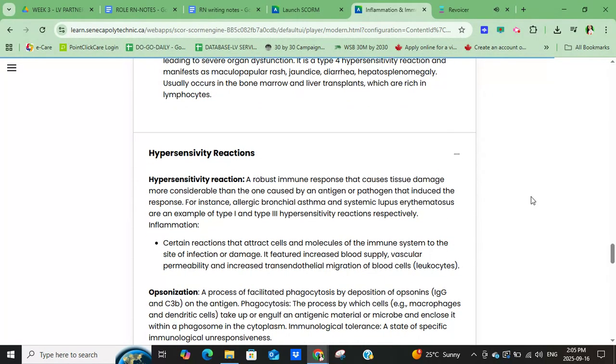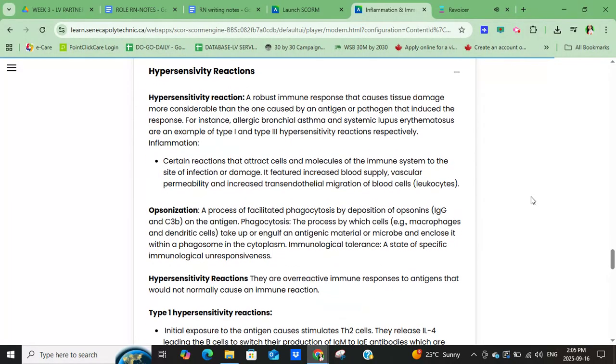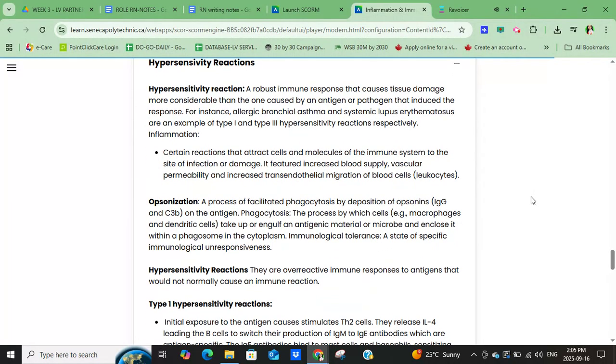Hypersensitivity reactions. A hypersensitivity reaction is a robust immune response that causes tissue damage more considerable than the one caused by the antigen or pathogen that induced the response. For instance, allergic bronchial asthma and systemic lupus erythematosus are examples of type 1 and type 3 hypersensitivity reactions, respectively. Inflammation: certain reactions that attract cells and molecules of the immune system to the site of infection or damage. It features increased blood supply, vascular permeability, and increased transendothelial migration of blood cells, leukocytes.